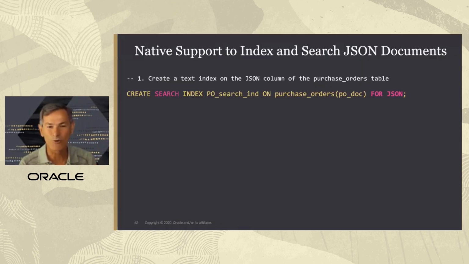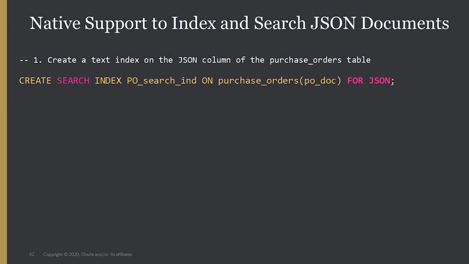So here's a quick example of how you use text search in the Oracle database to search inside a JSON document. First of all, I create an index. In this case, I'm creating a search index, so I provide the keyword search when I create the index. And I'm creating it on a JSON column, so I put for JSON at the end.